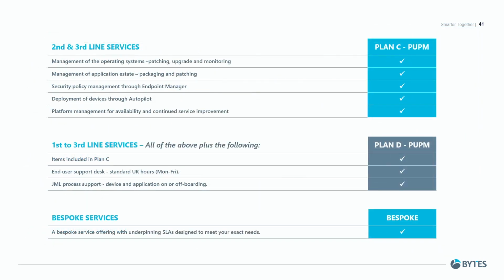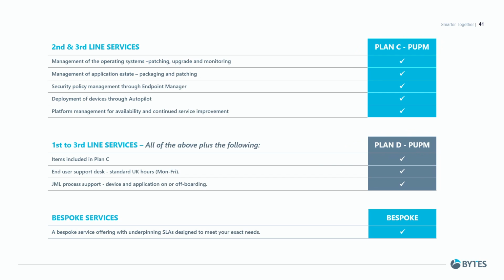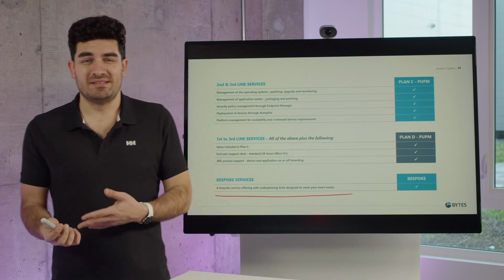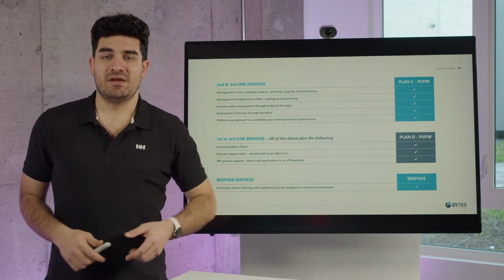There are some separate plans as well that expand beyond just this deployment methodology. Second and third line services is this management of the operating system, the application packaging, all of that. That's Plan C. Plan D over here includes all of this and an end user support desk, with the standard UK work hours, but additional human-based support there for you. And then, of course, they do have bespoke options. So this is just a general statement to say everyone is unique, and Bytes is there to be flexible and to help you with custom services that match exactly what you need.